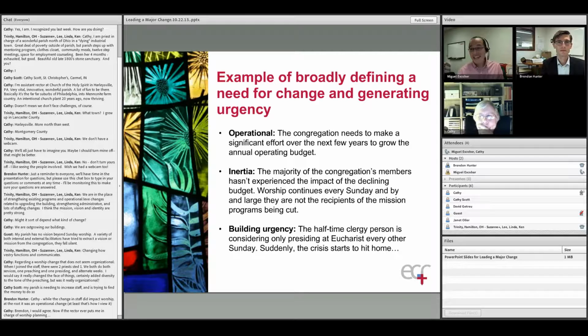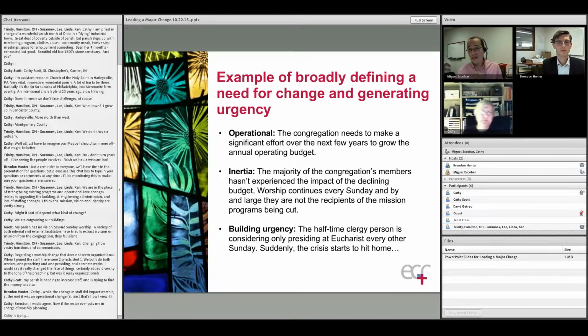In fact, they were getting a full-time priest apparently for half the cost, because the clergy person was there every single Sunday. But what that also hid was the fact that a lot of programming had been cut, and because oftentimes our congregation's members are not necessarily the recipients of some programming, they may not be the person who recognized that this change had happened.